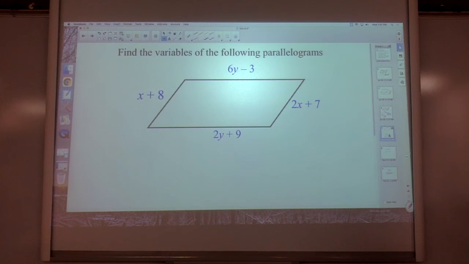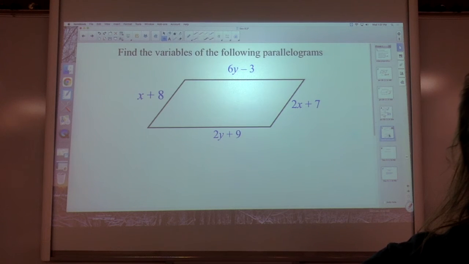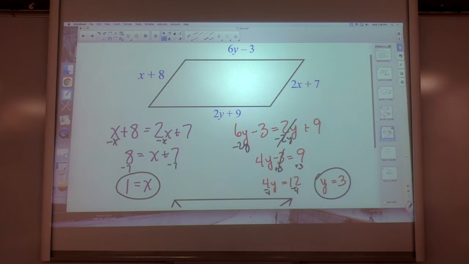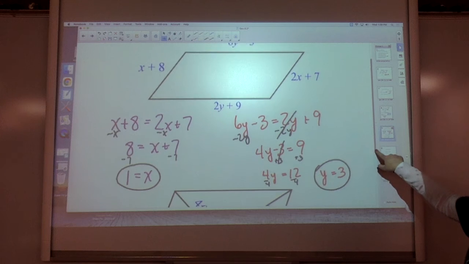Last 2, find the variables of each of the following parallelograms. Go ahead and solve that yourself. Pause the video and come back and see if you got it right. Okay, there's your results. If you got x equals 1 and y equals 3 on your own, then just keep going. If you didn't, pause it and take a look at all the work up there and see what you possibly did wrong in the setup or in the solving.